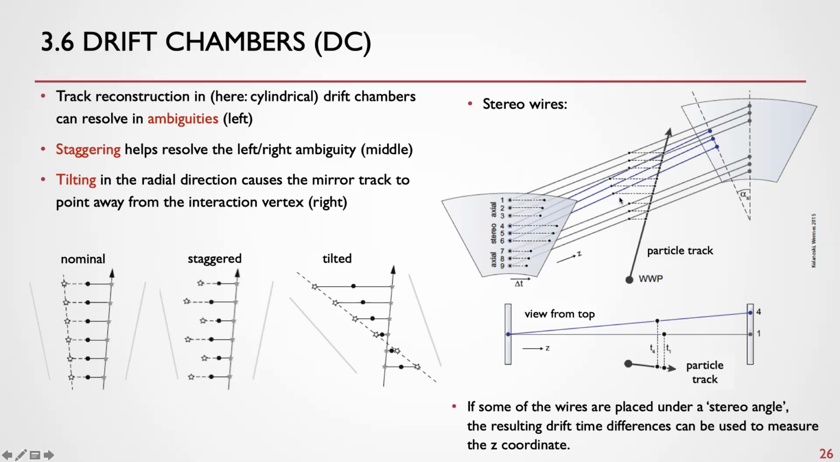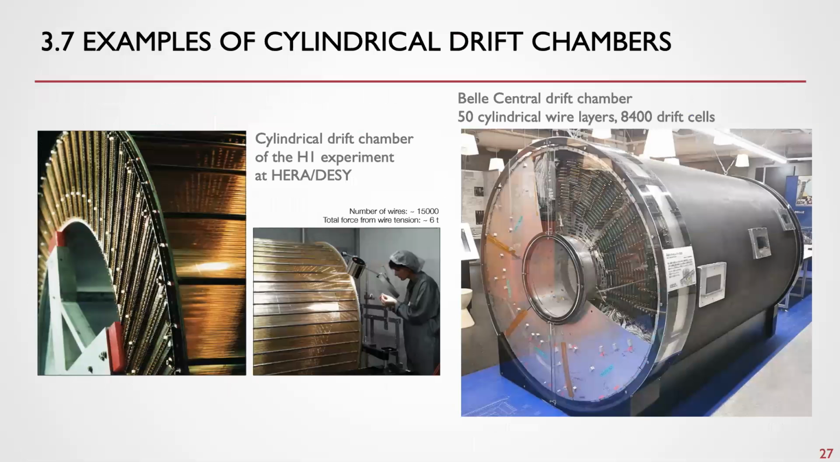Usually these larger drift chambers are supplemented by other detectors which give a better resolution of the Z coordinate. But stereo wires is one way to resolve the ambiguity of the Z coordinate, because you really do not know where on the Z axis your particle went through.